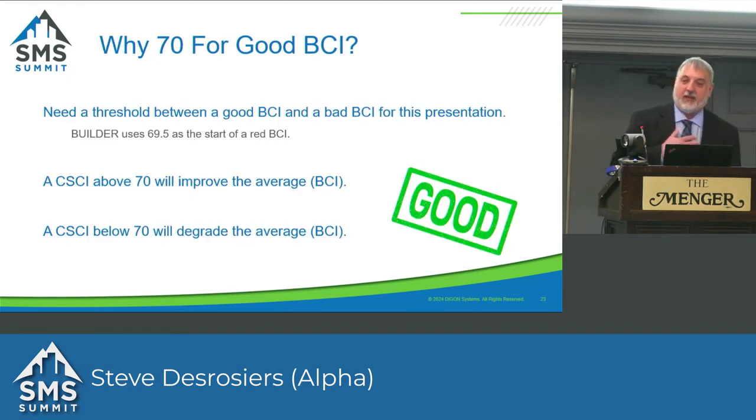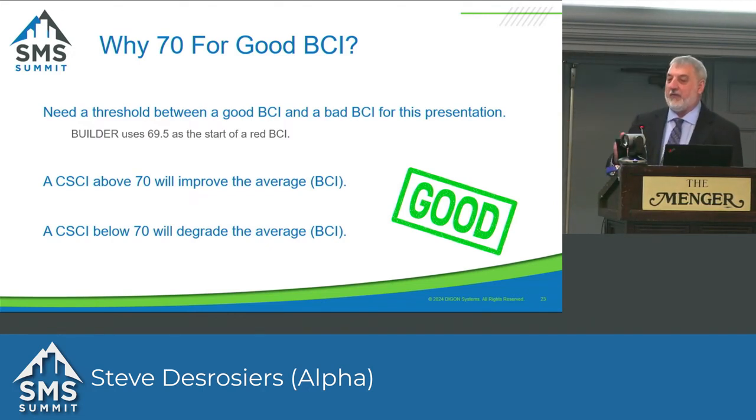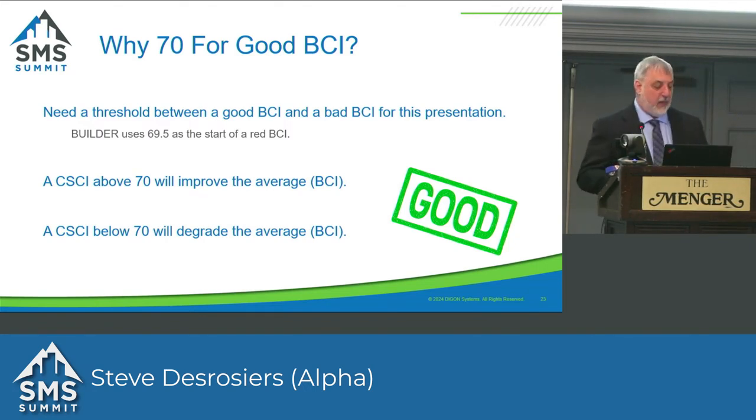So why did I choose 70? Well, it's actually 69.5. I cheated, right? Builder, that's when the BCI in Builder turns red, is at a 69.5. We could have also used a 60, which is what the POM used, and Bill showed us yesterday a 55.5 for the Air Force, which is actually halfway between a red plus of 50 and an amber minus of 61. Pretty sure that's where they got their 55.5. So for today, and your mileage may vary when you use your own thresholds, a CSCI above 70 is good. A CSCI below 70 is going to contribute to a bad BCI.